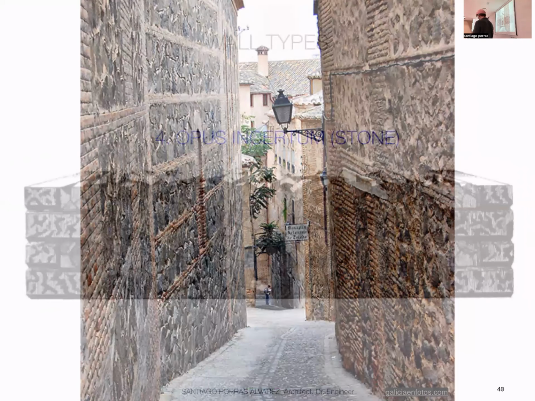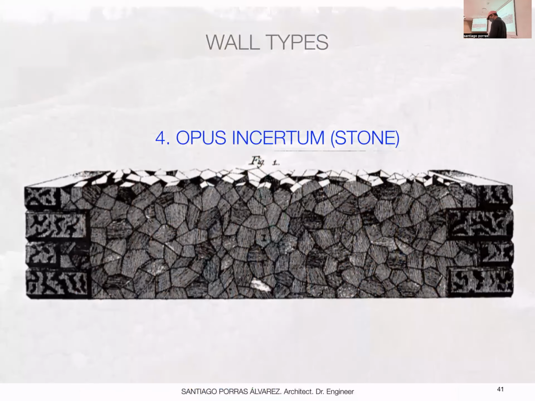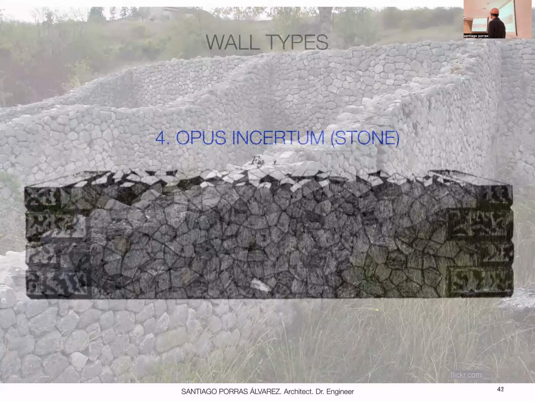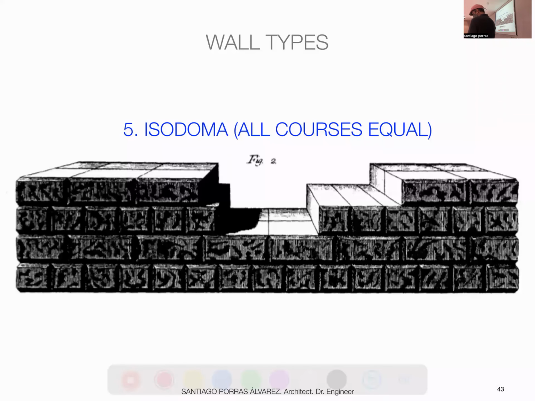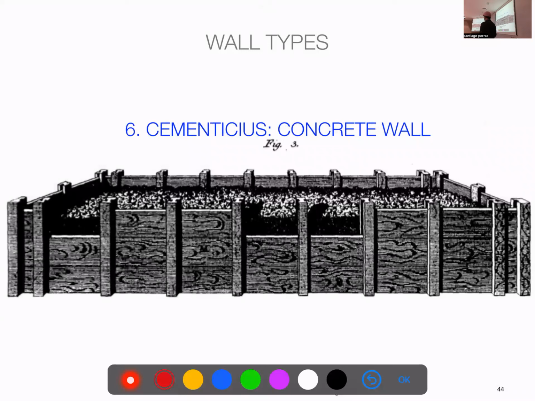And then opus incertum, or what we call the rubble, in which you see there's always care to have clean stones on the corners. Corners are always something people are careful about. It's an example of that. Well, that's the rubble. Then all courses equal, and the concrete wall. We have a concrete, which again, this is Palladio describing Roman concrete construction, which is the same as we do today, only they didn't reinforce it with steel.